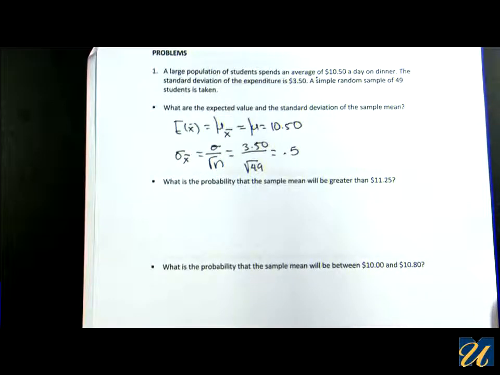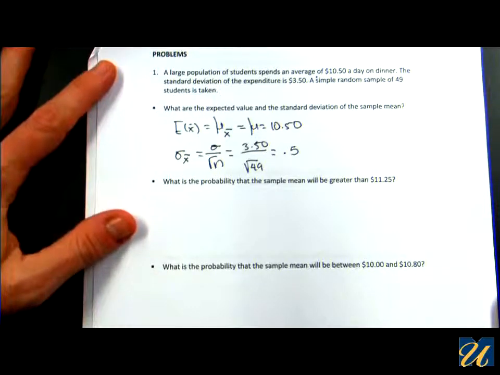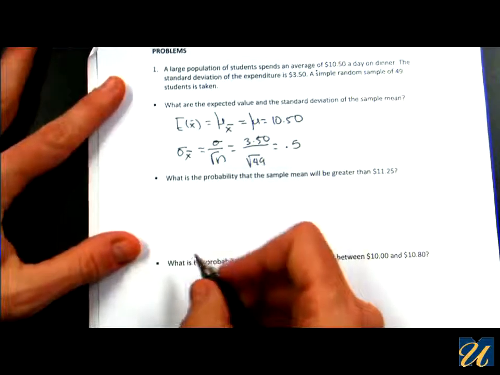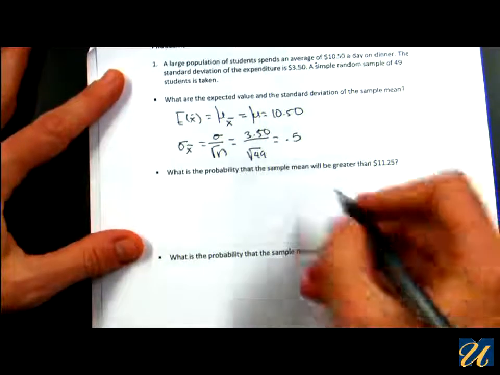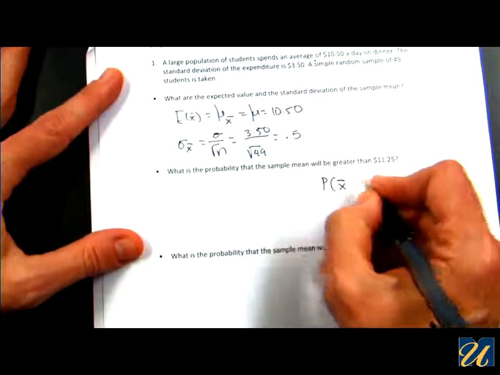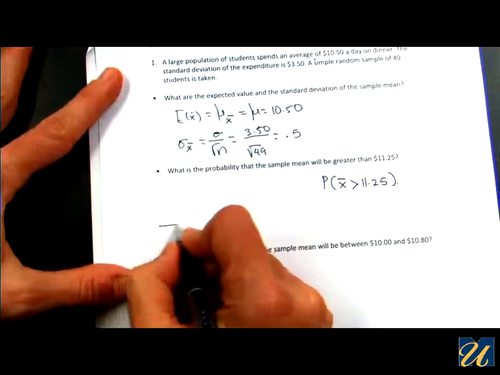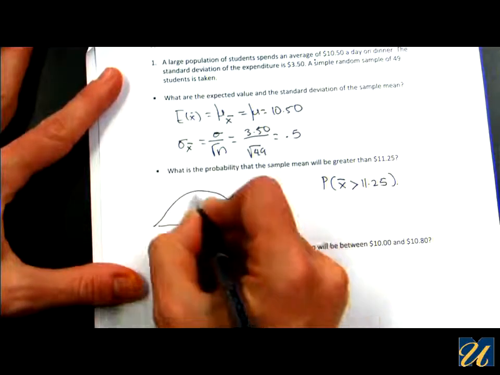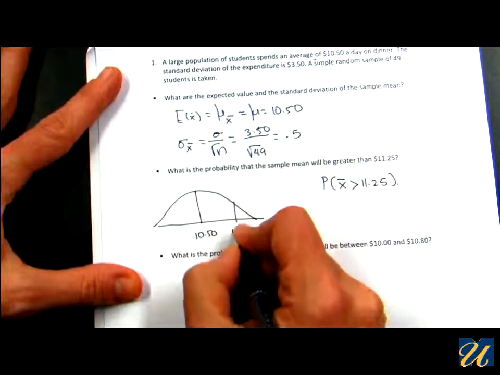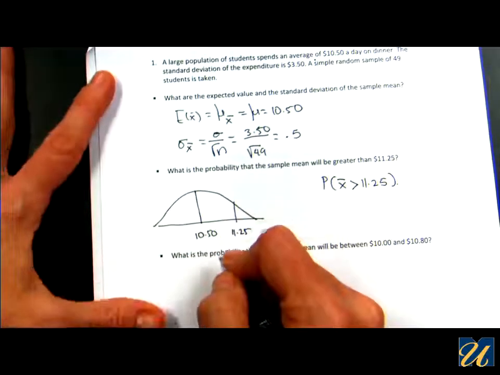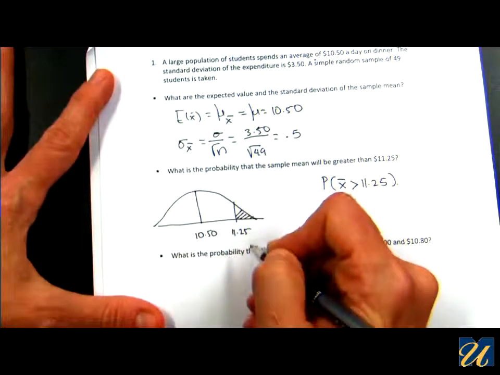What is the probability that the sample mean will be greater than 11.25? So I'm looking for the probability that x bar is greater than 11.25. We draw the normal distribution. Mu x bar is 10.50. 11.25 is to the right of the mean. Greater than 11.25, I'm looking for a tail.